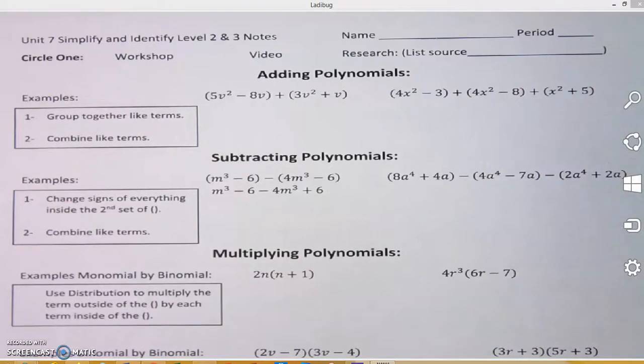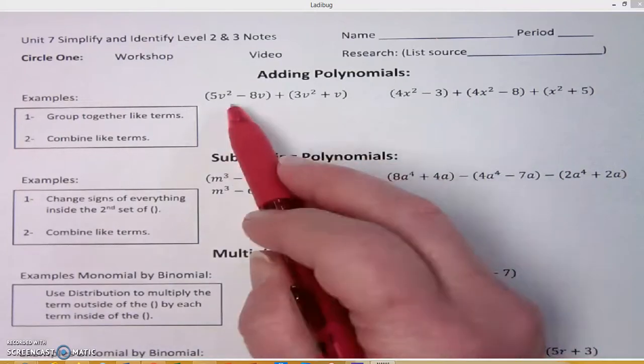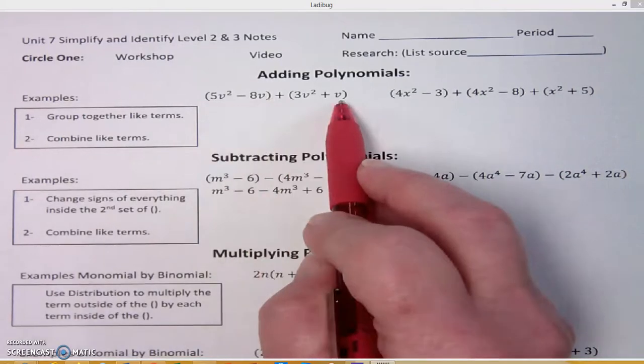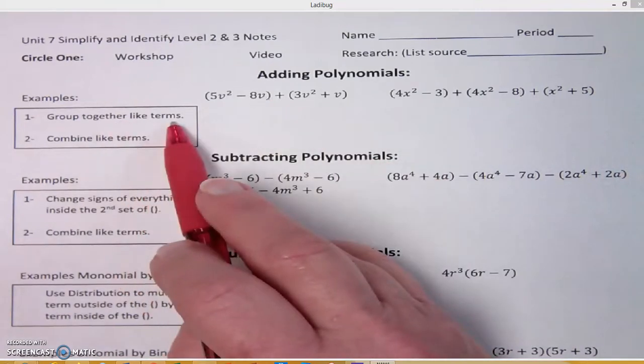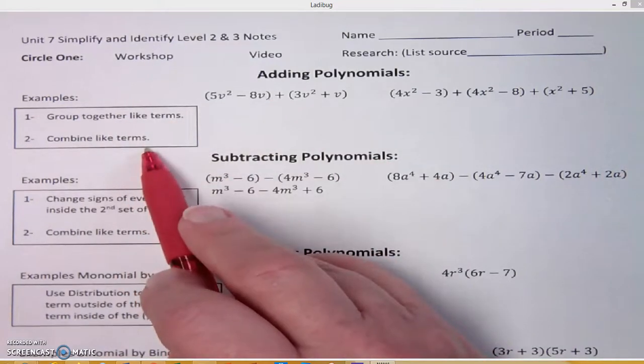These are the notes for Unit 7, Simplify and Identify, Level 2 and 3 notes. We're going to talk about adding polynomials. So we have two groups here and two groups here. We're going to group together like terms and then combine like terms.